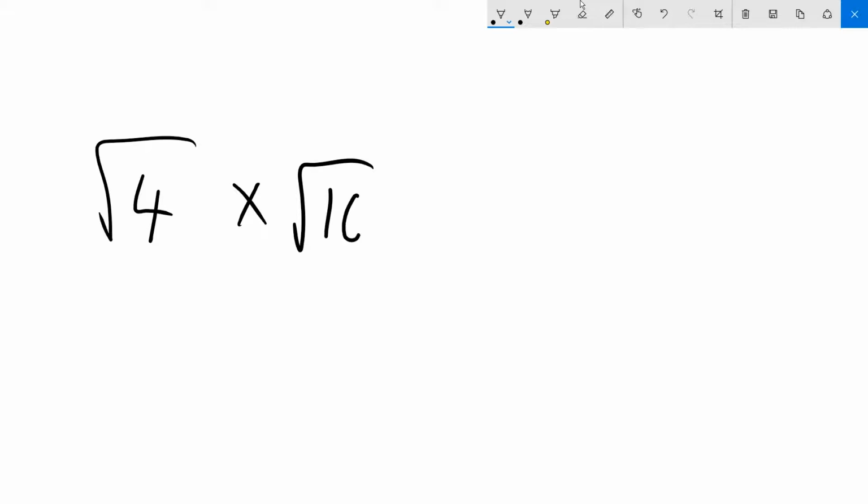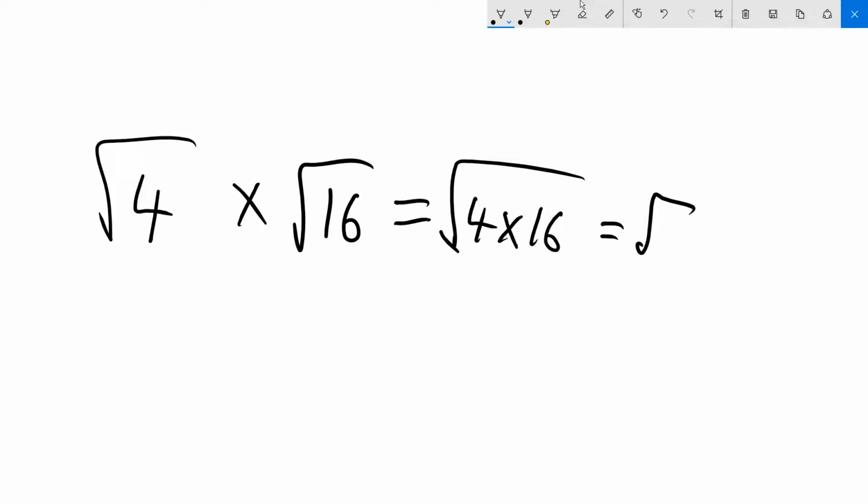Okay. Let's see how we would multiply two surds together first. I'm just going to write two surds. Root 4 times, what's another easy number? Root 16. We know what these two roots are. When we times these two numbers together, all we're doing is timesing the 4 and the 16 together and putting it inside a root. So I can rewrite this as root of 4 times 16, which is equal to root 64, which is equal to 8.